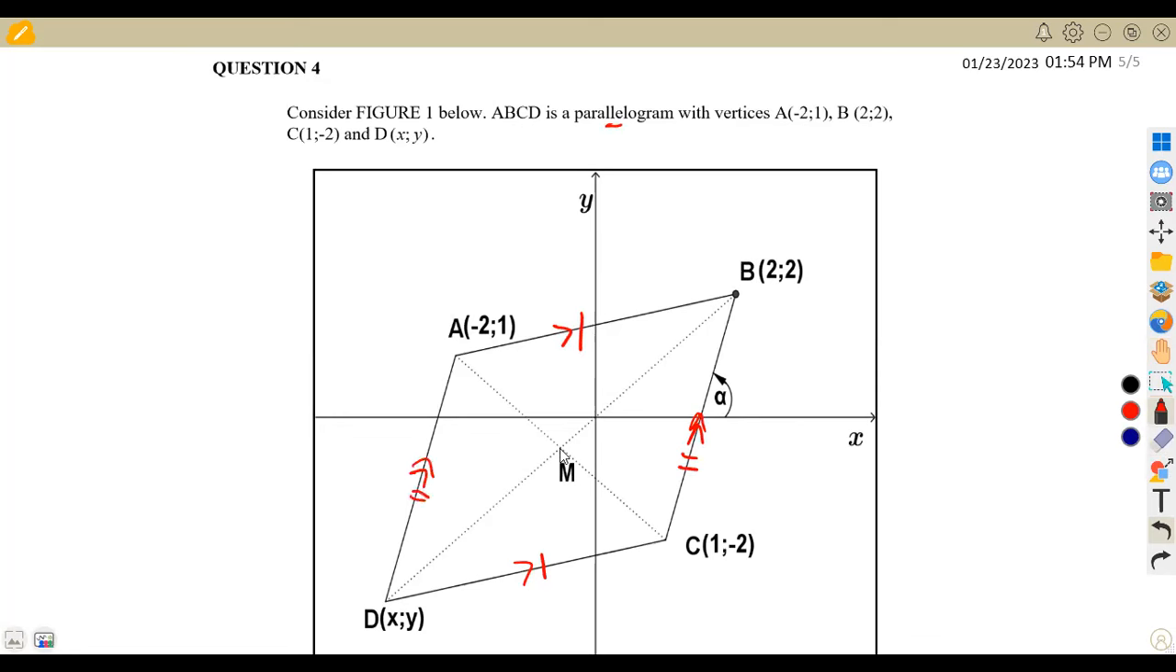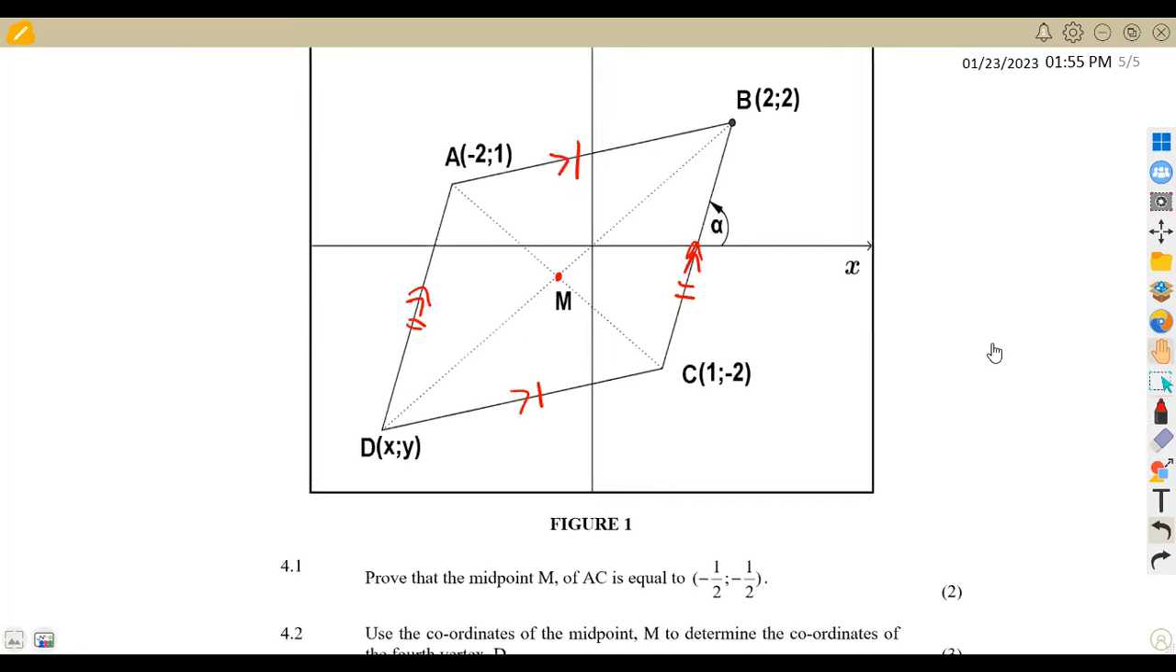And also the diagonals bisect each other. So these diagonals that we see, diagonal AC and diagonal BD, bisect each other at point M, which is the point of intersection of the diagonals. That is the midpoint of all the diagonals. It's a midpoint for both. Okay, so we are not going to waste much time.